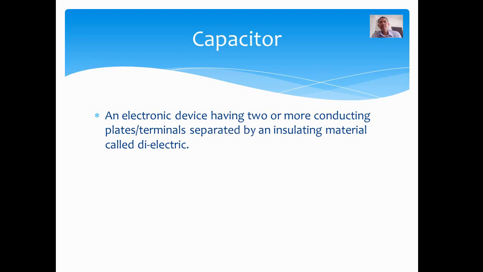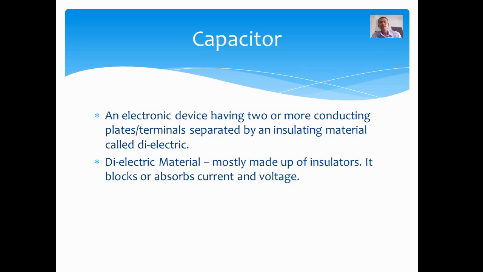The next one is the capacitor. A capacitor is an electronic device having two or more conducting plates or terminals separated by an insulating material called dielectric. Why is this material called dielectric? Because it has two functions: it either blocks or absorbs current and voltage.